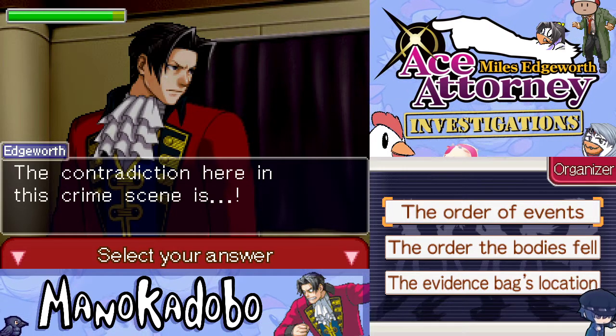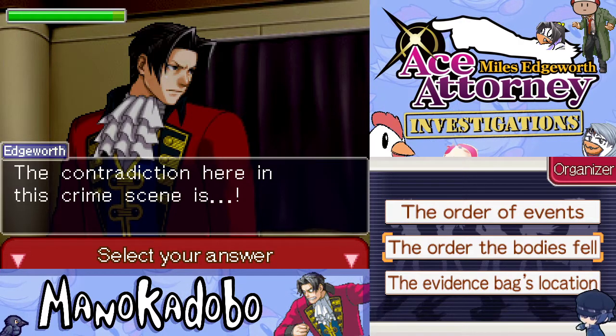The contradiction here in the crime scene is... the order of events. The order the bodies fell. Let the bodies hit the floor. Let the bodies hit the floor.